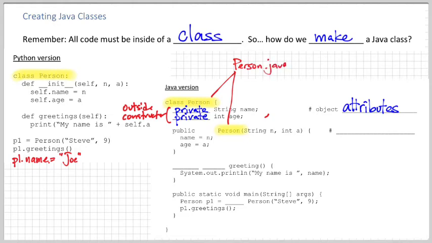So you have Person.java, which has class Person, and this is the constructor here, public Person. So we make the constructor public. We have our two parameters here, N and A. Notice we don't need self. That's maybe something interesting right away. What is not needed is this whole word self all over the place. You don't see it for greetings. You don't see it for the constructor. Just not needed.